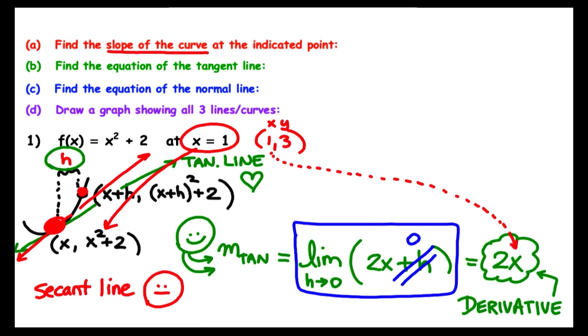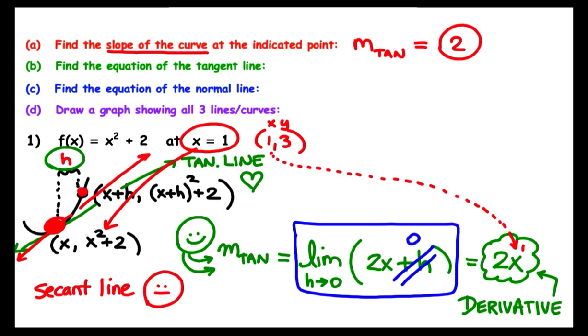So part A says find the slope of the curve at the point 1, 3, the indicated point. That's easy. That's the slope of the tan line there, the derivative. It's going to be 2 times 1, which is 2. All that work just to get that 2. All right, this process is going to get sped up quite a bit now.